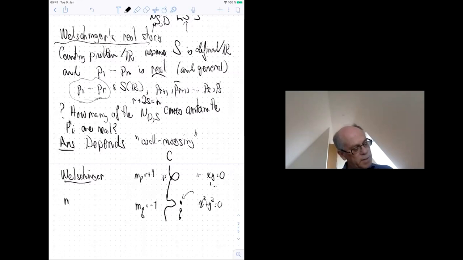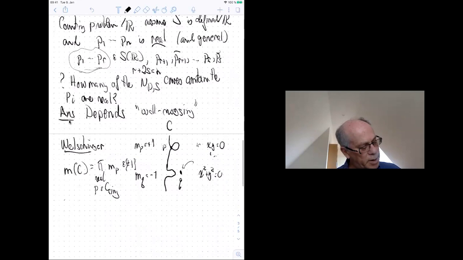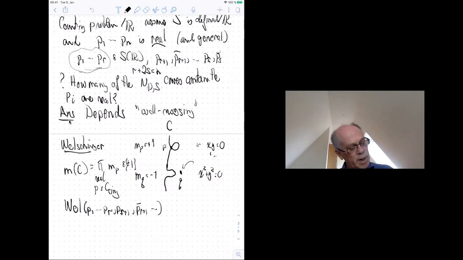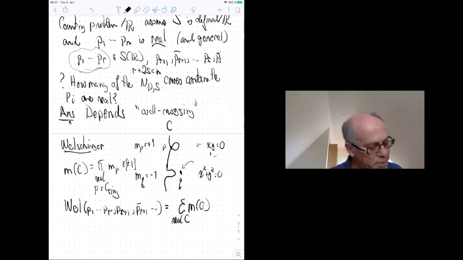And he defines the mass of the curve to be the product over all the real points P in the singular locus of these MPs. This is assuming the singularities are only ordinary double points. So this is plus or minus one. And then you have this Welschinger invariant of the configuration of the points. So what's the Welschinger invariant? It's the sum of these masses over all real curves C that we're considering, the ones which are real rational curves in the curve class D, really maps, but since the map is giving the curve, such that C contains all these points.